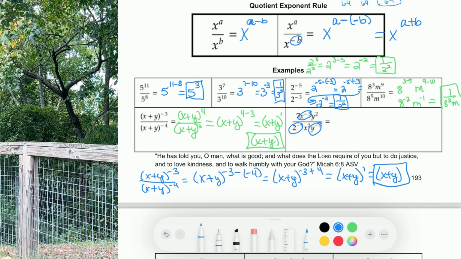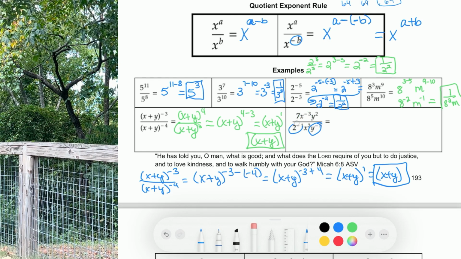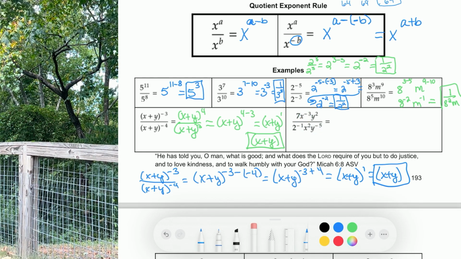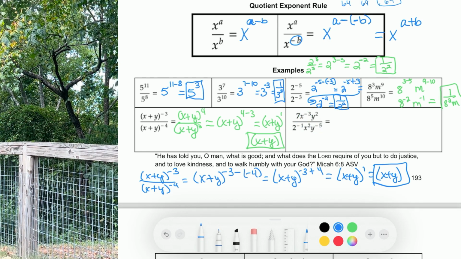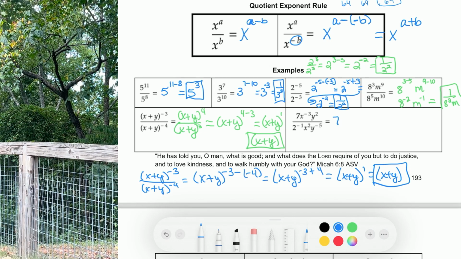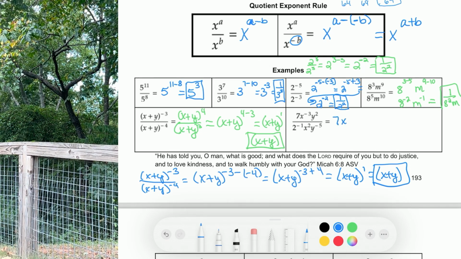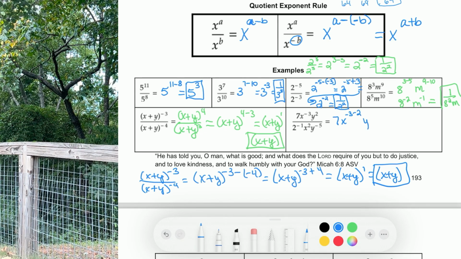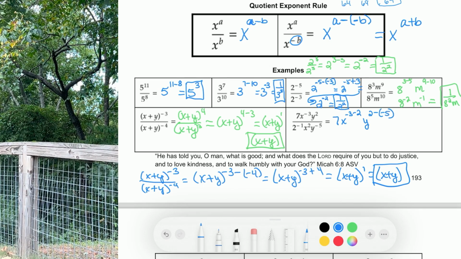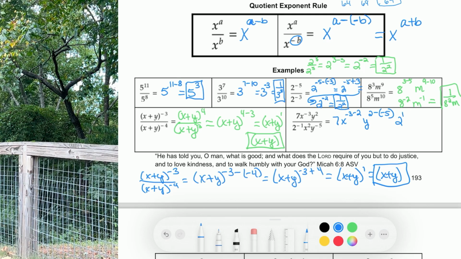Yeah, no, let's go this route. I think this will be the easiest route to not get confused. I'm going to say my 7 is still here. My x is the -3 minus 2. My y is the 2 minus the -5. And then I needed to bring up my 2 to the power of 1, so it's right here because it had a negative power.